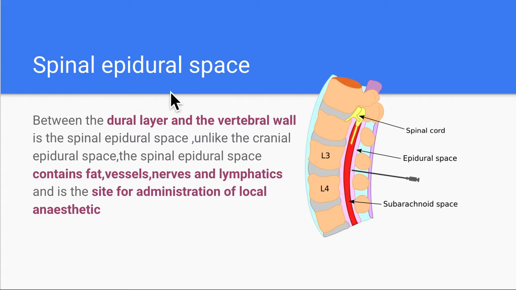Coming to the spinal epidural space. Now, the space between the dural layer and the vertebral wall is the spinal epidural space. And unlike the cranial epidural space, the spinal epidural space contains fat, vessels, nerves, and lymphatics, and is the site for the administration of local anesthetic. Okay, so the spinal epidural space between the dural and vertebral wall contains fat, vessels, nerves and lymphatics and is the site for administration of the local anesthetic.